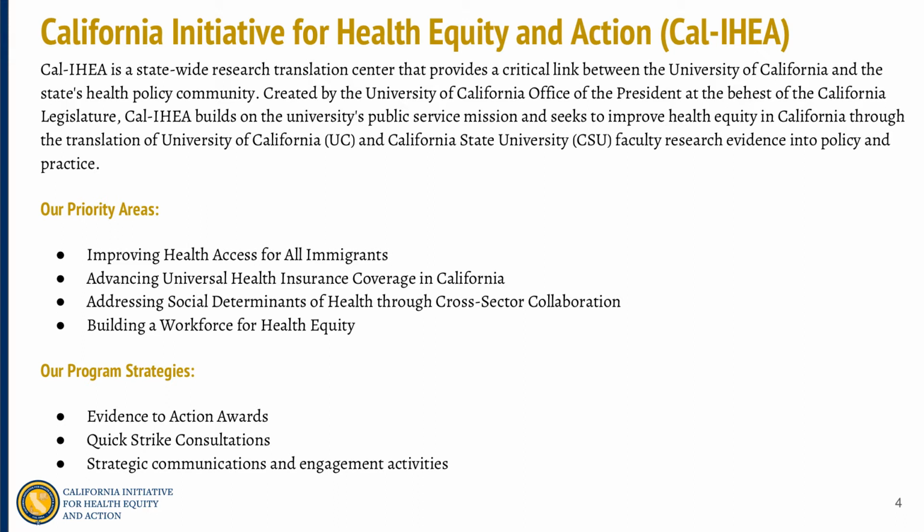Our priority areas include improving health access for all immigrants, advancing universal health insurance coverage in California, addressing social determinants of health through cross-sector collaboration, and building a workforce for health equity. We advance our work in these four areas through evidence to action awards to faculty researchers, through our quick strike consultations, strategic communications, and engagement activities, and also through student leadership development programs like the Health Equity ITUP Scholars Program that you're a part of.